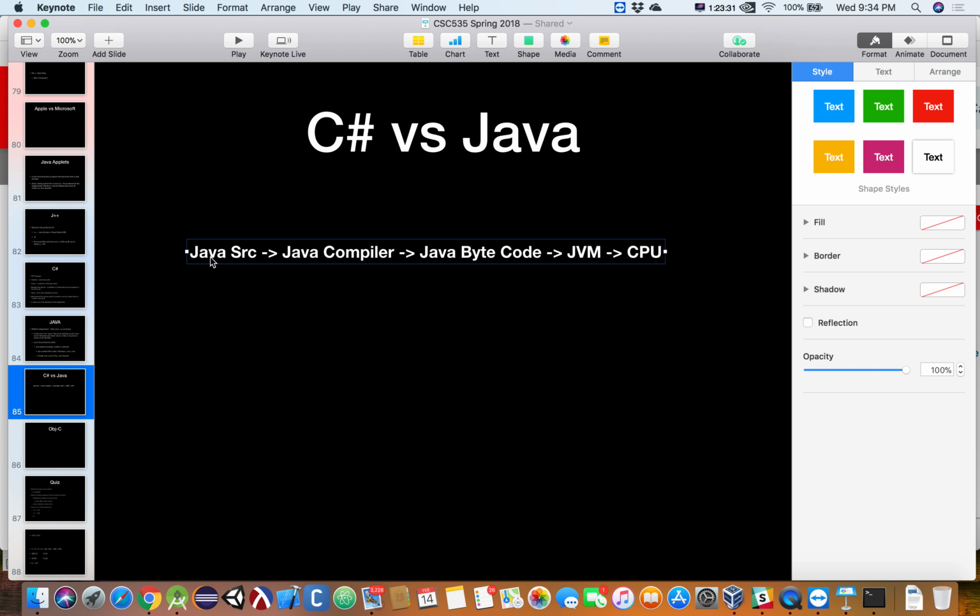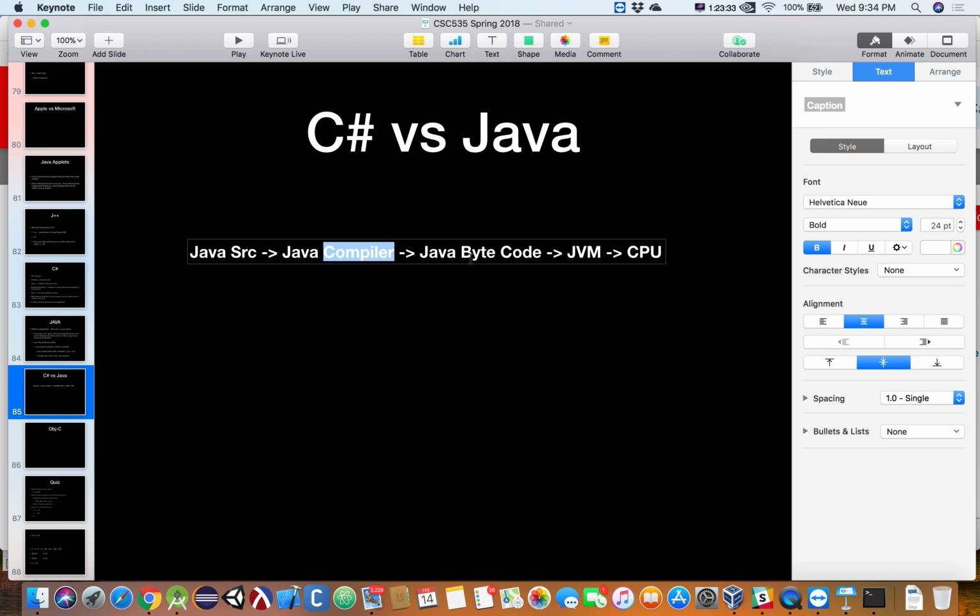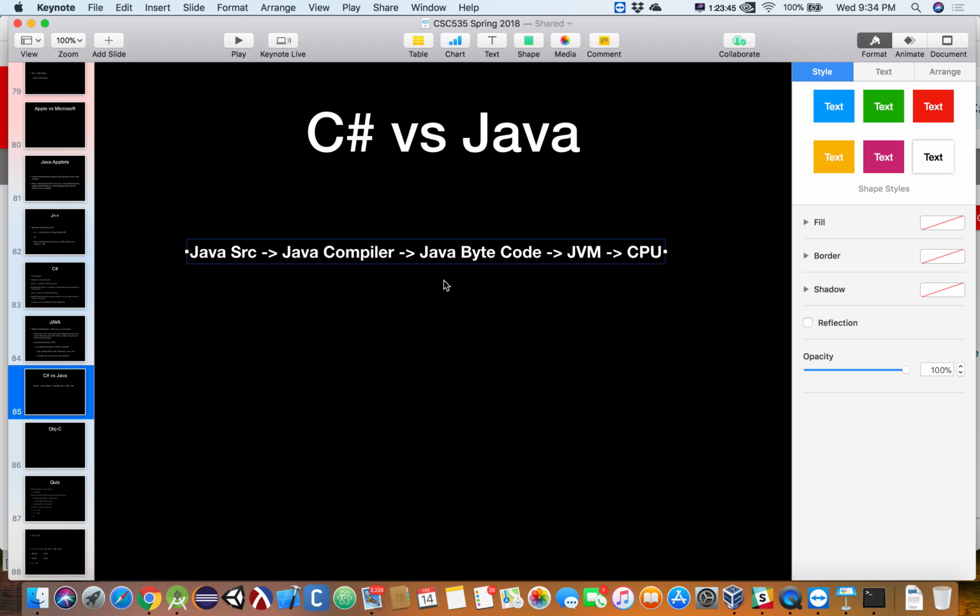You have your Java program, you compile it, it turns it into Java bytecode, which then runs directly on that virtual machine we talked about earlier, which then converts it to the CPU. He kind of pointed out that this kind of makes it an EXE. So that's Java.